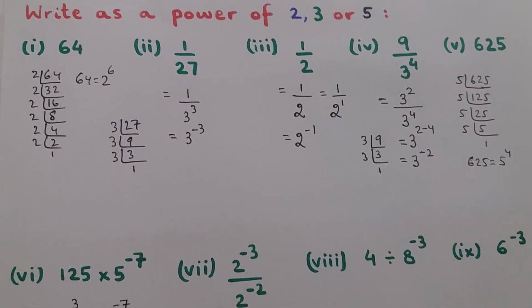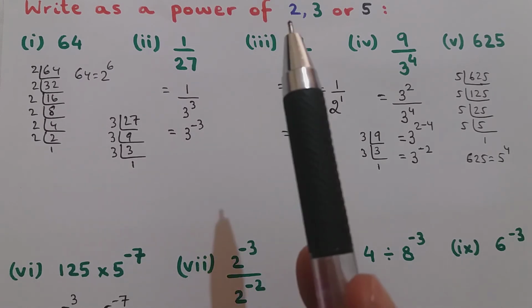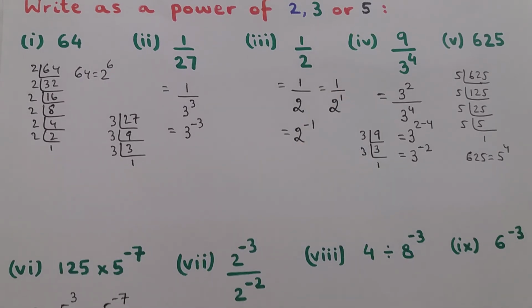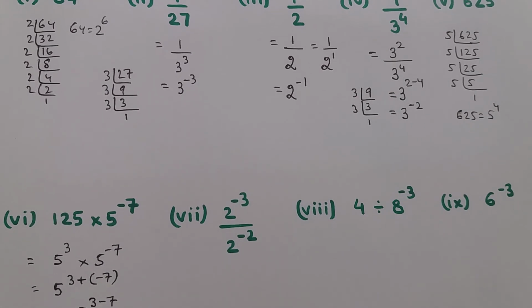So here we have to write 2 raised to the power minus 3 upon 2 raised to the power minus 2 as a power of 2, 3 or 5. So here I am going to write 2 raised to the power minus 3 upon 2 raised to the power minus 2 as a power of 2, 3 or 5.